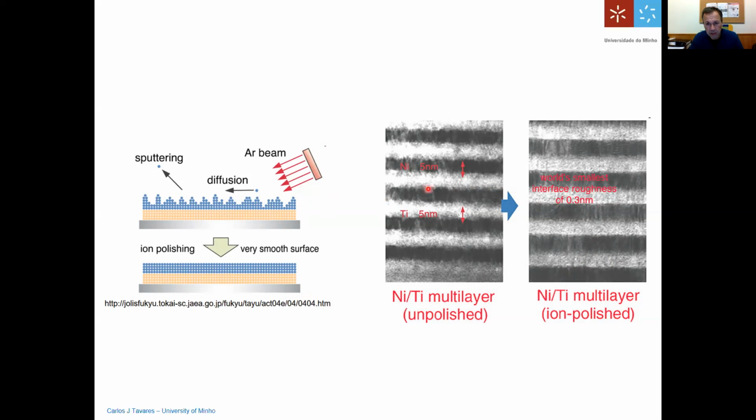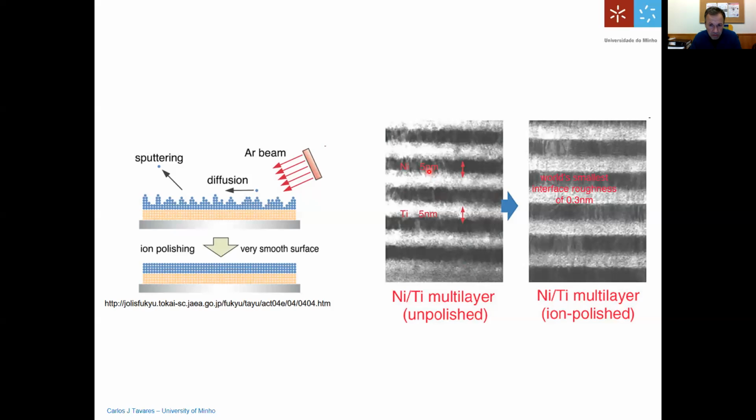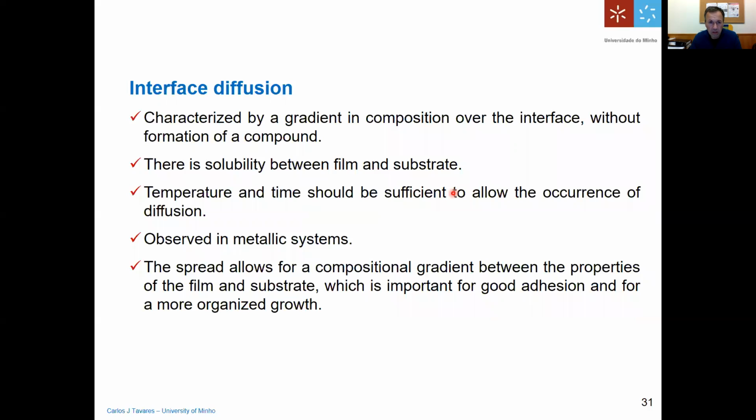the fact that here the films were deposited without this argon beam polishing system, and on the right side it was ion polished. So when you have a lot of diffusion across the interface, for example here, then you will have a gradient in composition along the interface. And sometimes it can make the formation of a compound. So you can say that there is solubility between the film and the substrate.